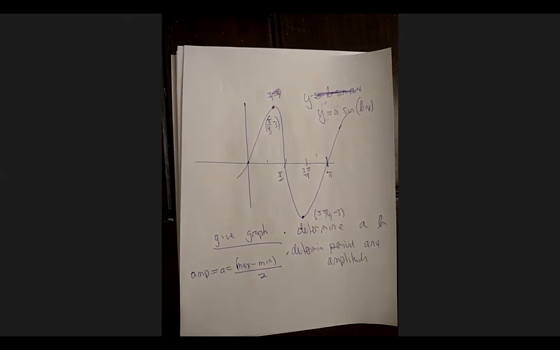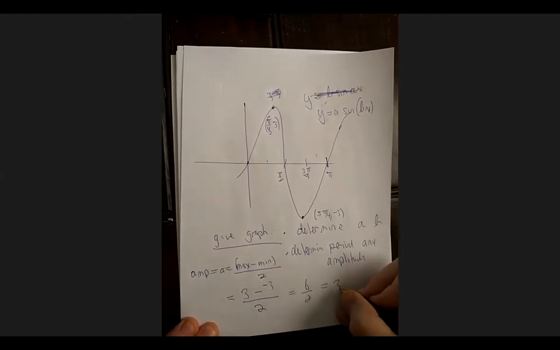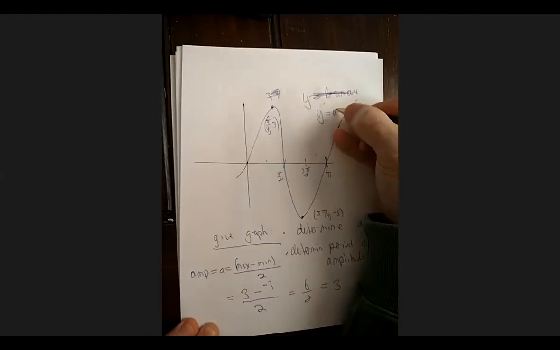Okay, so the idea is you look at the max, it's 3. The min is -3. Divided by 2, that's 6 over 2, which is 3. So that's the amplitude.